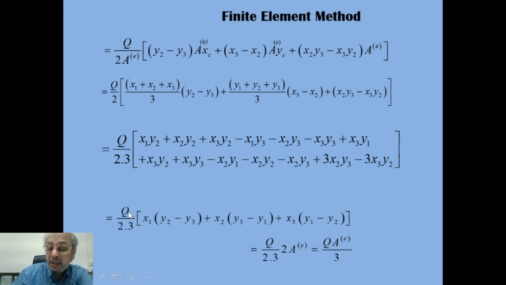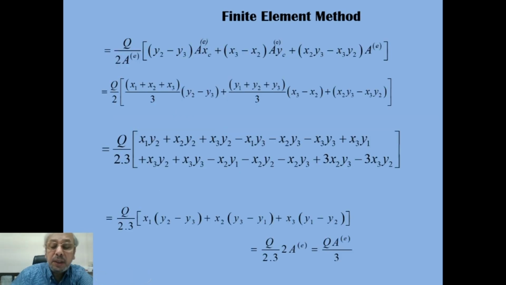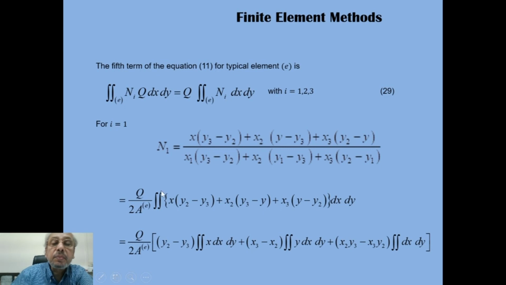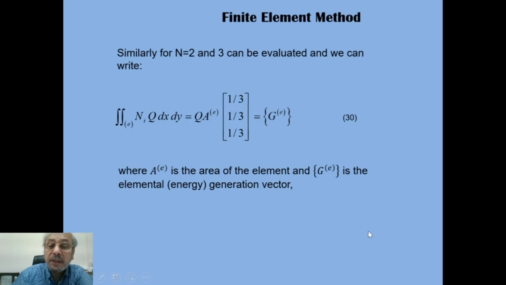And if we go for i equal to 2 and i equal to 3, that means N1, N2, N3, for i equal to 1, we have got QA by 3. Similarly, for i equal to 2, also we will get QA by 3. For i equal to 3, also we will get QA by 3.